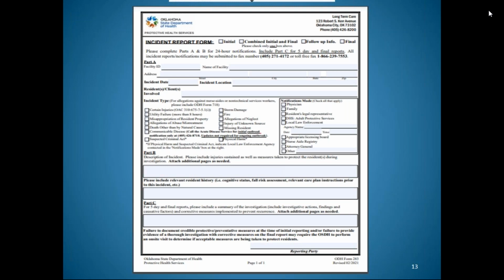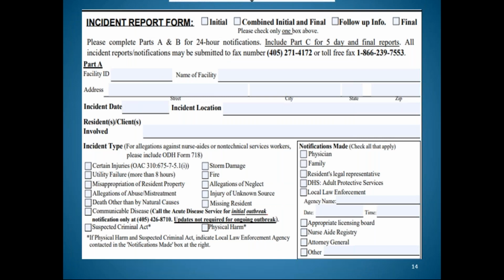But just so you know, you won't be the only one that will be seeing these. And that's why you as an administrator will probably see hundreds of these across your desk every year. So let's just break this down and look at it a little bit closer, see if I can help you understand how it needs to be filled out.